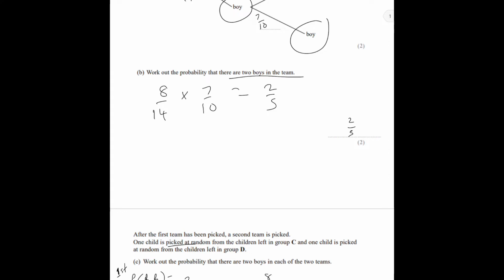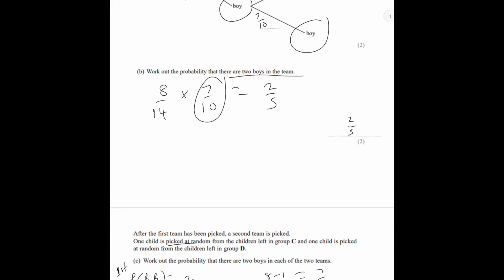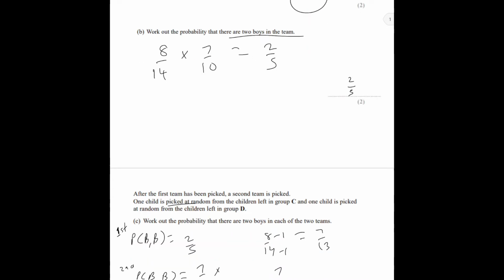So we just subtract that by 1. We should get 8 by 14 minus 1 by 1, which gives 7. So you subtract on the top as well as on the bottom to get the value of 7 by 13. And times the second chance of getting a boy again, 7 by 10, you do the same thing again.